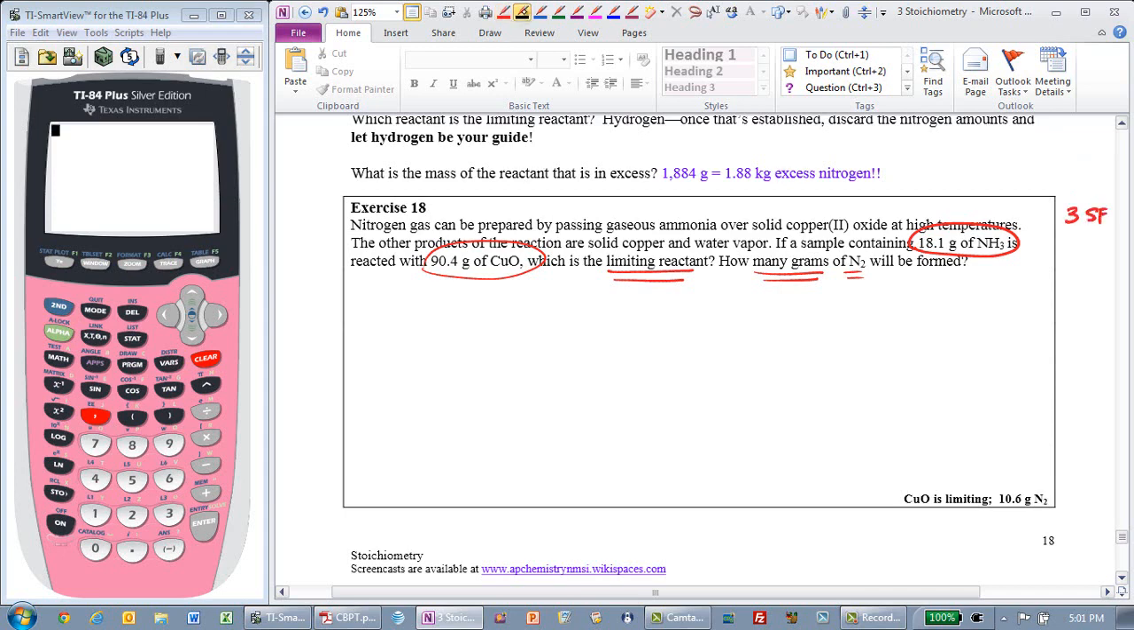What is my balanced equation? They told me it's ammonia. I know that to be NH3. And they told me that's going to react with CuO. They were kind enough to give me that formula. They gave me both these formulas, actually, ultimately. They wanted to tease me a little bit in the beginning. And then how many grams of nitrogen will form? I'm not making that. And then also copper, solid copper, and water vapor. So Cu and H2O. So let's get the molar mass of everything.